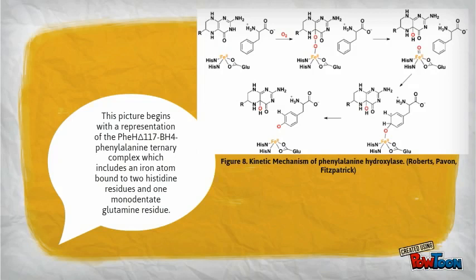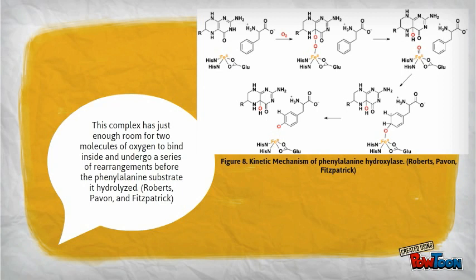This picture begins with a representation of the phenylalanine hydroxylase 117 BH4 phenylalanine ternary complex, which includes an iron atom bound to 2 histidine residues and 1 monodentate glutamine residue. This complex has just enough room for 2 molecules of oxygen to bind inside and undergo a series of rearrangements before the phenylalanine substrate is hydrolyzed.